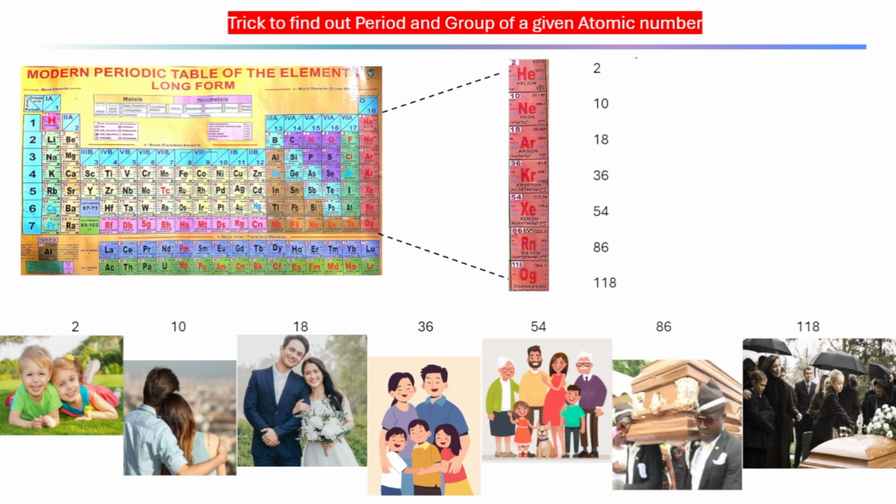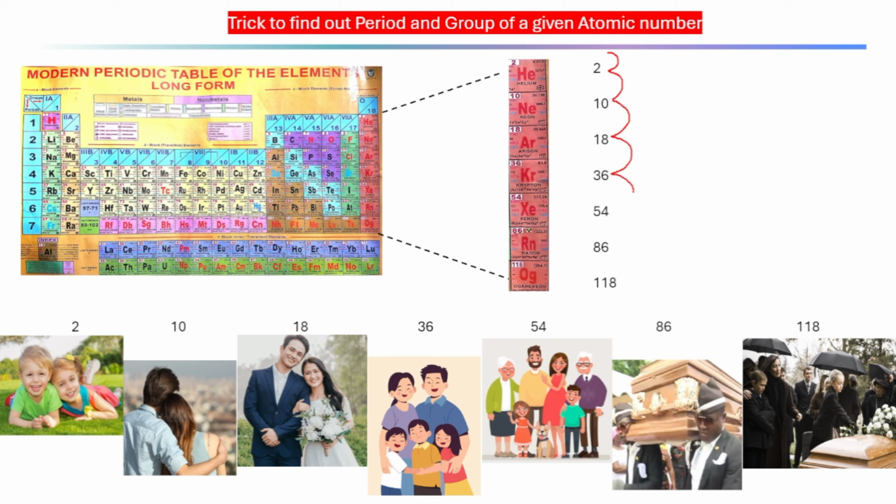So we have to remember that elements 1 and 2 are in period 1. Now from atomic number 3 to 10, those elements are in period 2. From atomic number 11 to 18, those elements are in period 3. From 19 to 36, those elements are in period 4.